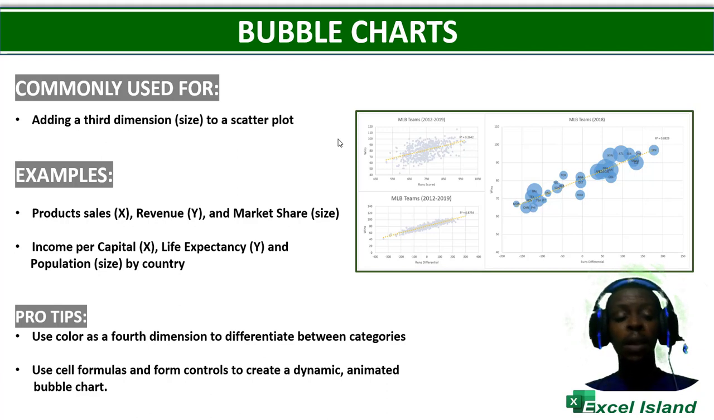So, pro tip here: you could use color as the fourth dimension to differentiate between categories, when you have two or more categories. I don't really advise that, because it will make the visualization not pass the message it's supposed to pass in a split second when you just look at it.